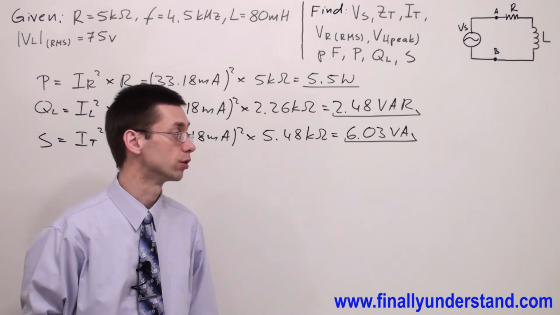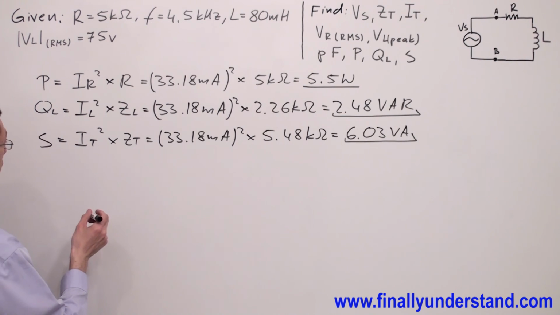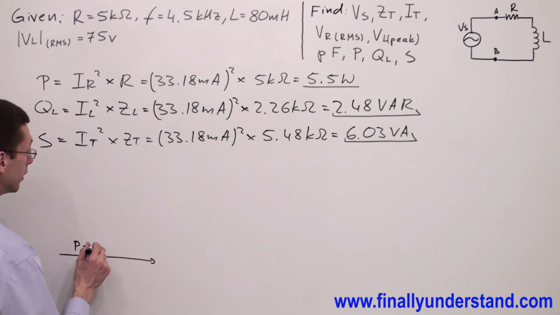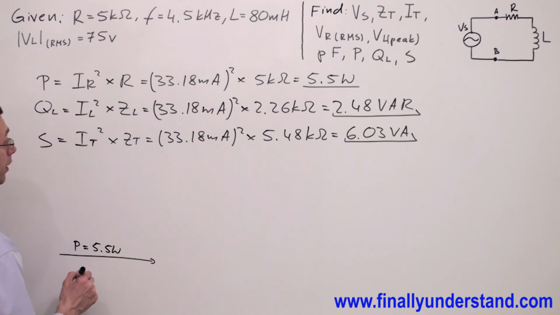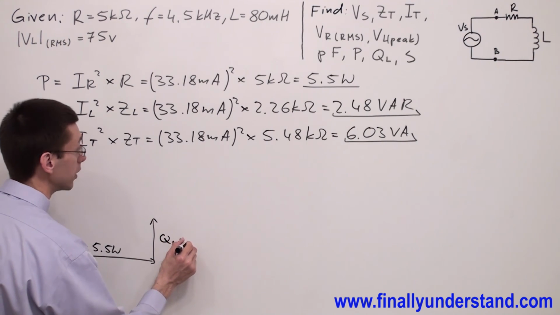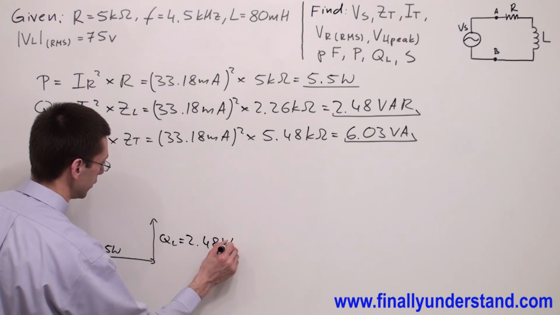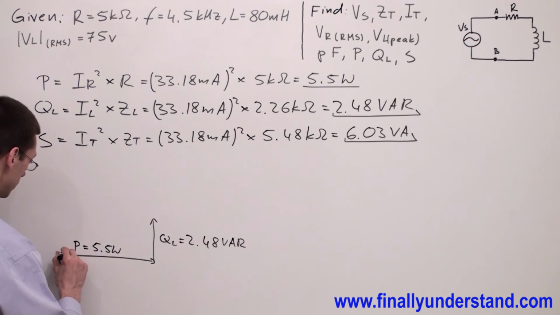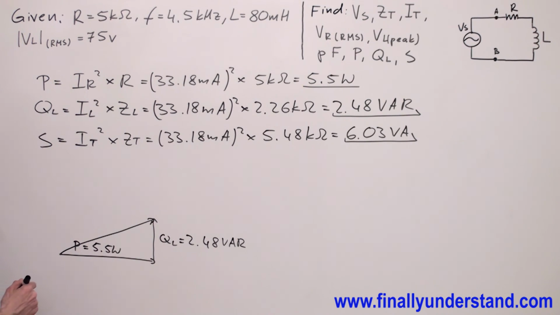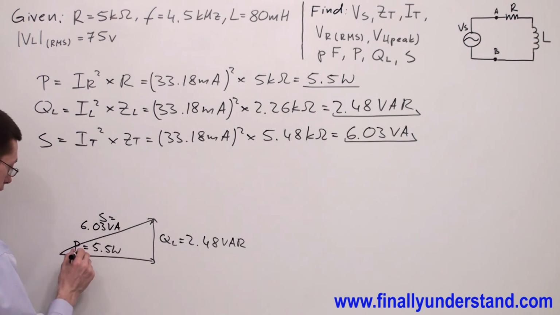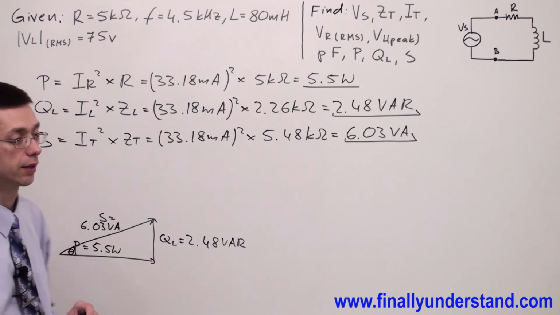Next, we're supposed to draw the power triangle. So I have the true power, P true is equal to 5.5 watts. QL is equal to approximately 2.48 VAR, and we're supposed to draw the phasor which represents the apparent power, and this is S equals 6.03 VA, and this is my angle theta. So we can say that the problem is solved.